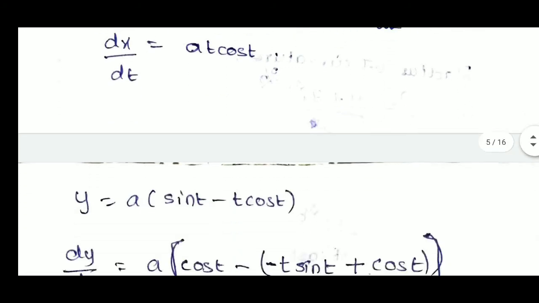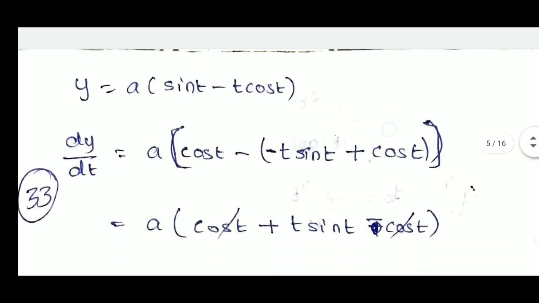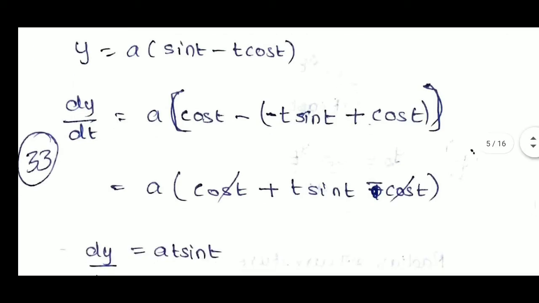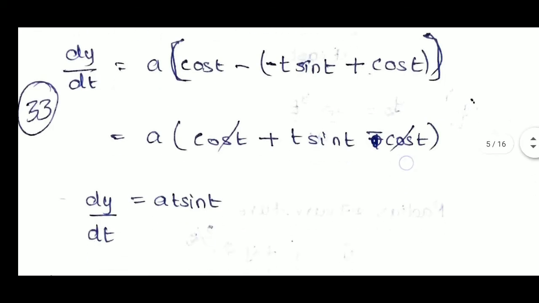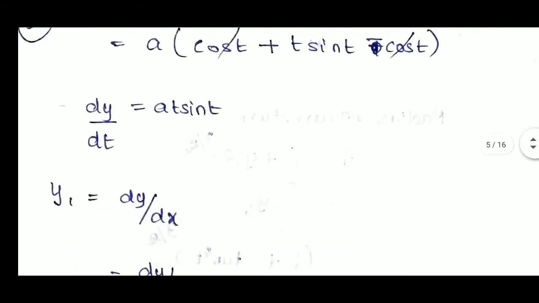y = a(sin t - t cos t). Differentiate with respect to t. dy/dt = a times the differentiation of sin t, which is cos t, minus t into the differentiation of cos t, which is -sin t, plus the differentiation of t, which is 1 into cos t. Multiplying the minus inside, we get a(cos t + t sin t - cos t). Plus cos t and minus cos t get cancelled. dy/dt = a t sin t.